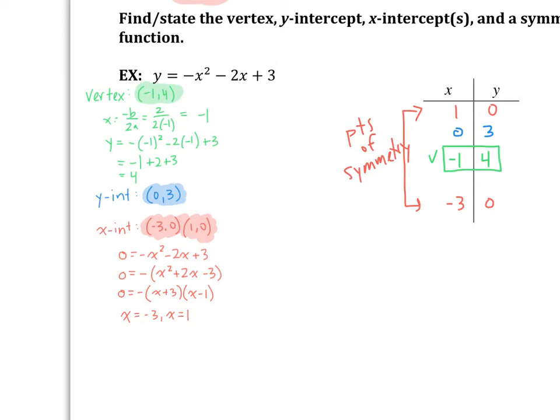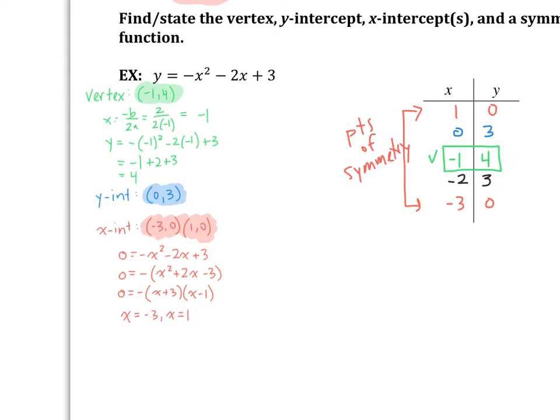Can we find another one that is a symmetric point to our y-intercept of 0, 3? Well, 0 is 1 unit away from this x value of -1, so let's go in the other direction. So hopefully you recognize, oh, well, 1 unit away from -1 is going to put us at -2, and I should have the same y value there, 3. So symmetry points are equidistant from that x value. The x values are the same distance away, and the y values are going to be the same.